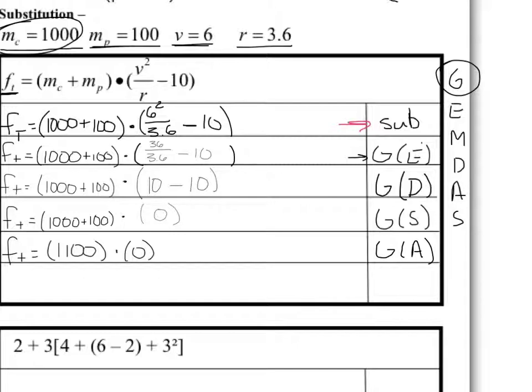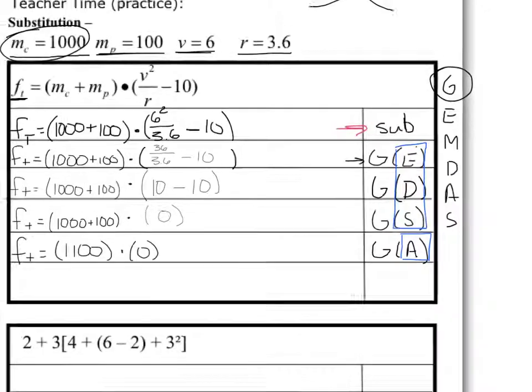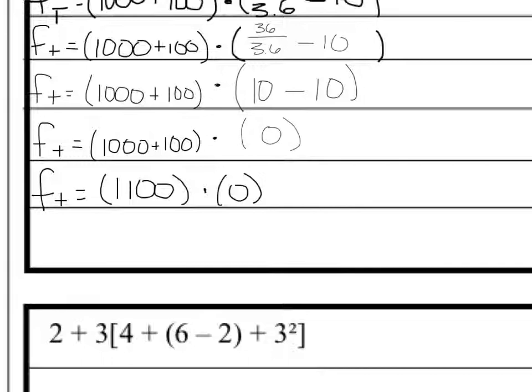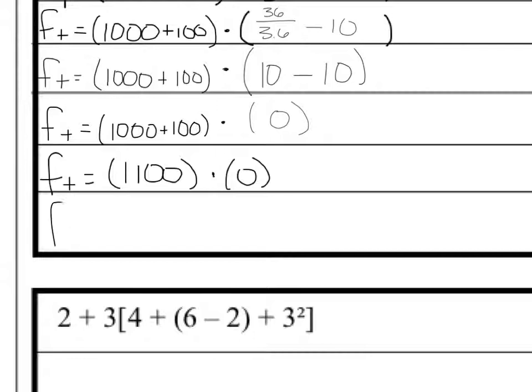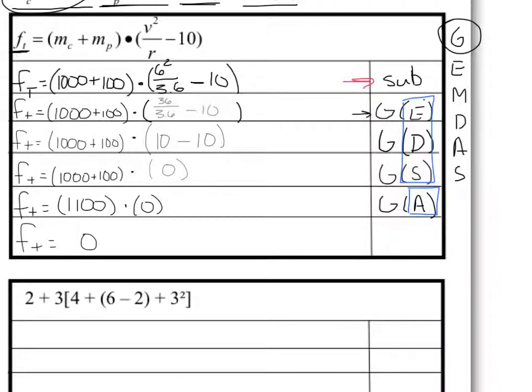And so one thing that we should notice is that our order of operations within those set of grouping symbols was still in order, okay? And then our last step, we actually only have one operation left, f sub t is equal to 1,100 times 0, which is... David, 1,100 times 0 is what? 0. And our explanation for that is we moved on to multiplication.